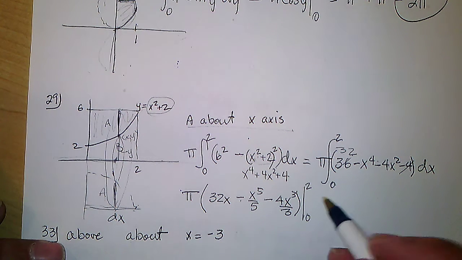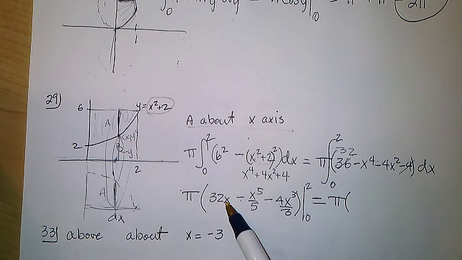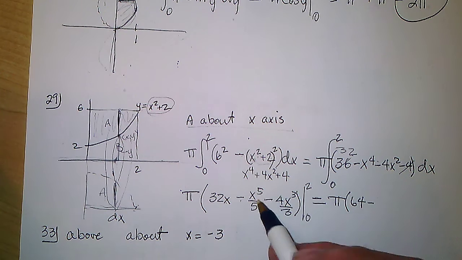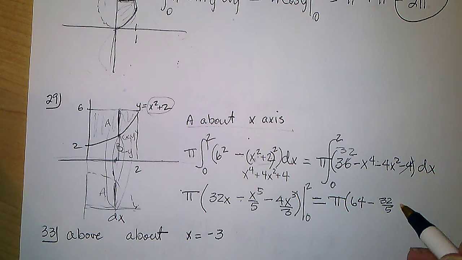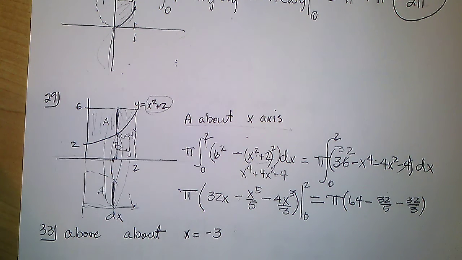0 is not going to do anything, so we're just going to have what we get from the 2. Pi times 32 times 2, minus 2 to the fifth is 32 divided by 5, so minus 32 over 5, minus 2 to the third is 8 times 4 is 32 over 3. I'll leave it there. This is just a calculator thing that you can do, or we could get common denominators and figure that out. But I'm going to leave it like that so I don't make any arithmetic errors in the answer.